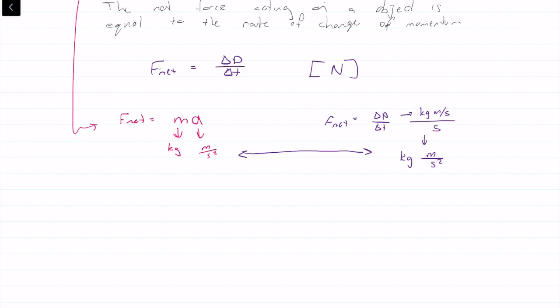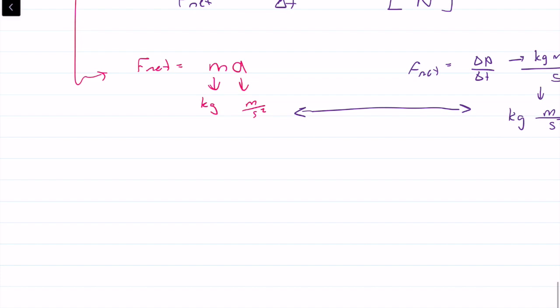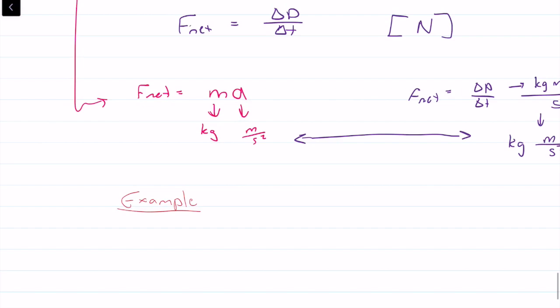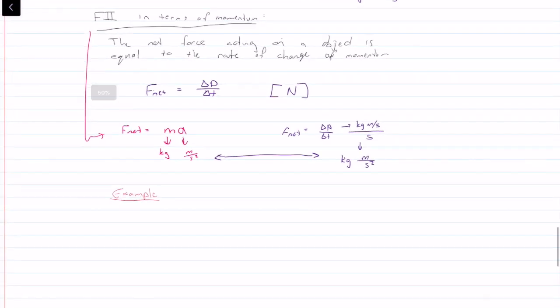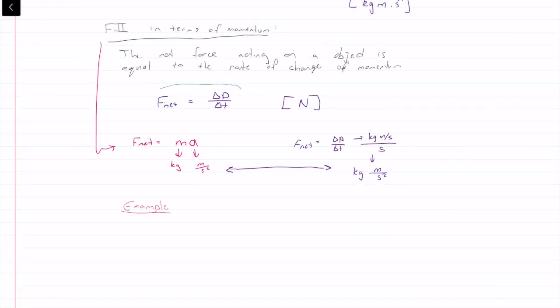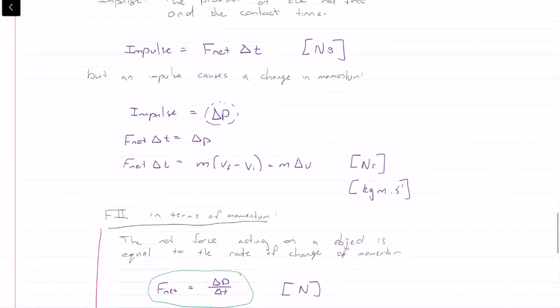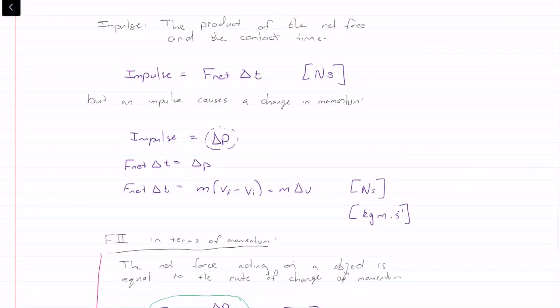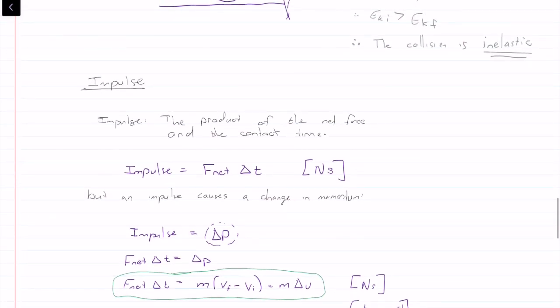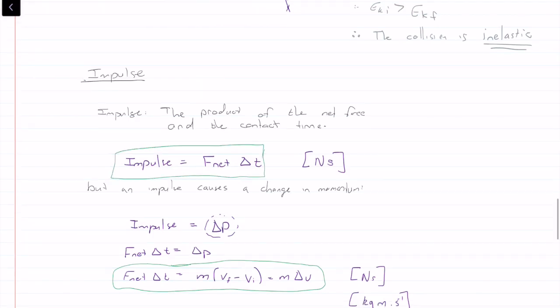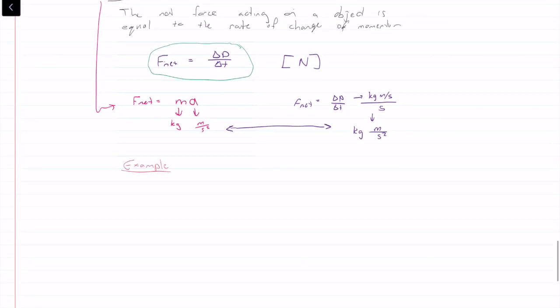Let us actually jump into an example. This is quite an abstract example. In this section, some of the more important equations are this equation here, this equation right here, and this impulse equation. They're both the same, but that one right there. So we've got three key equations.